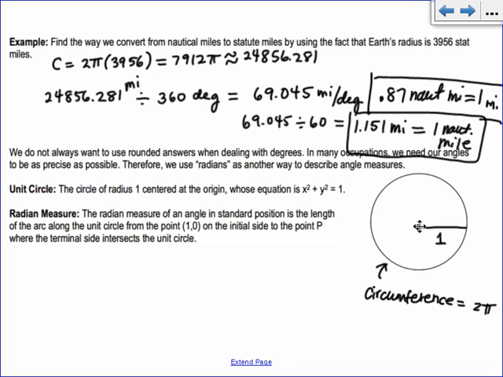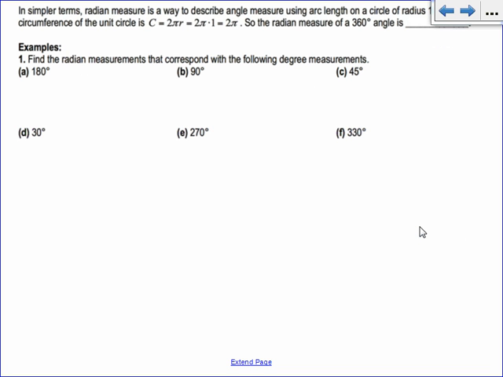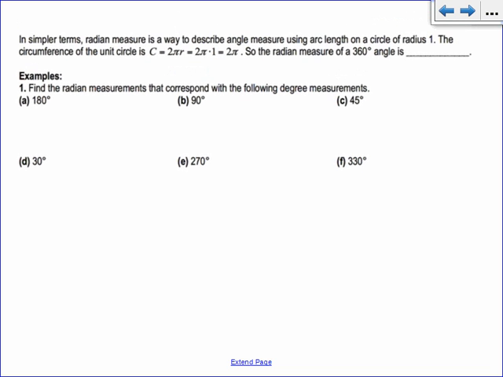So if I want to refer to moving a certain distance around the circle, so if I want to talk about how much it's moving, what I do is I use radians, okay? Yes, we're going to do the unit circle. It's on our next page. In simpler terms, radian measure is the way to describe an angle measure using arc length on a circle of radius 1. So the circumference is 2 pi, so a radian measure of 360 degrees ends up being 2 pi radians.